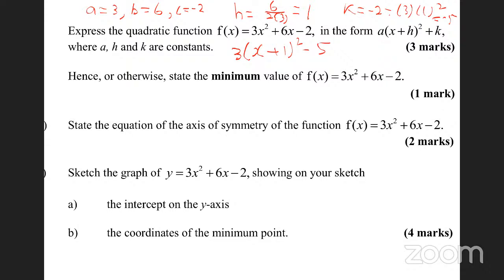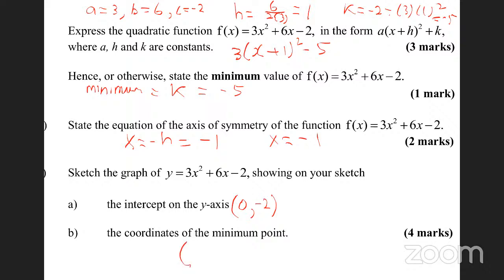All right, so hence or otherwise, state the minimum value. The minimum value is always what? The minimum value is always K, so you're right, -5. State the equation of the axis of symmetry of the function. Axis of symmetry, if you look at the rule, is always x is equal to -h. So that is x is equal to -1. Everybody okay with that? What is the intercept for the y? We know it's always 0, c.